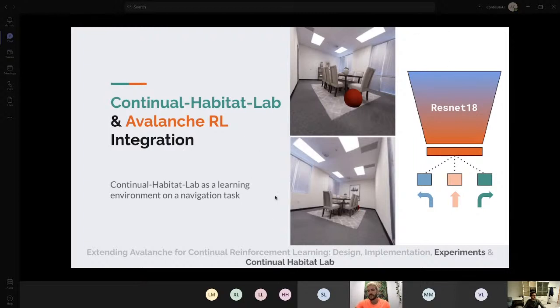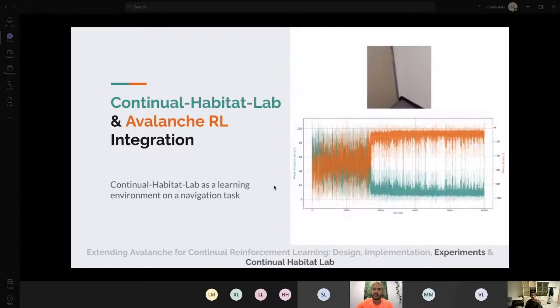And the setting is very straightforward. We have an object, in this case a sphere. It is placed randomly at the beginning of the episode, and the agent has to reach this object within the time limit of, I think, 100 steps. And the episode will terminate upon the agent reaching the object, or otherwise when the time limit elapses. And some results here.